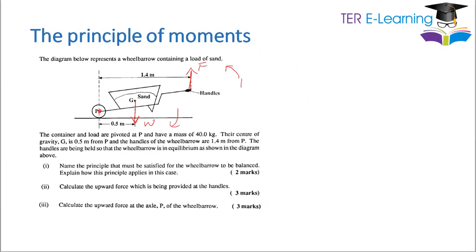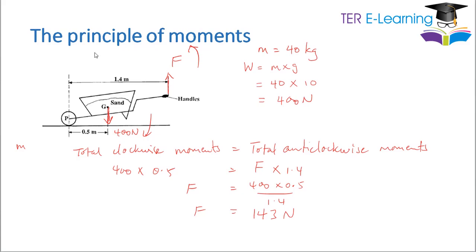They said calculate the upward force at the axle P of the wheelbarrow. Right? So let's go back here now. So they want to find the upward force. So what they're saying is that we have an upward force here at the pivot P. What is this upward force? Now again, we know that they told us in the question that the wheelbarrow is in equilibrium, meaning that it's not moving. So, just like with the bicep question just now, we can say total upward force equals total downward force. My downward force in this case is 400 newtons.